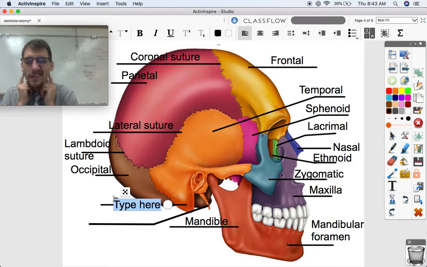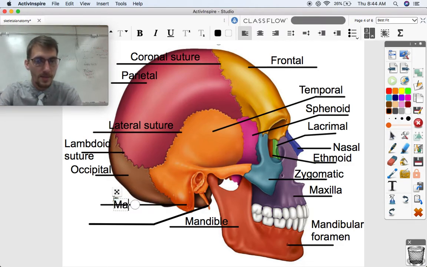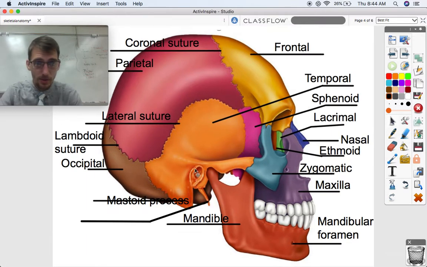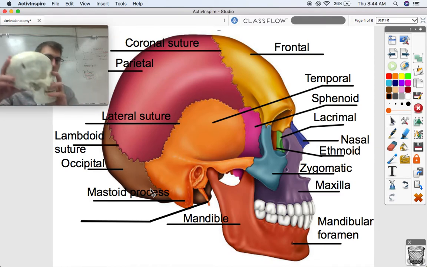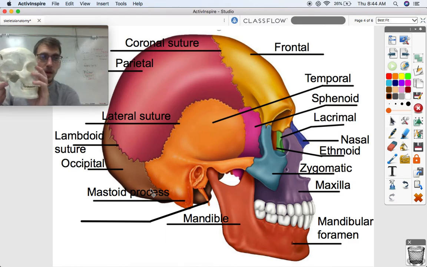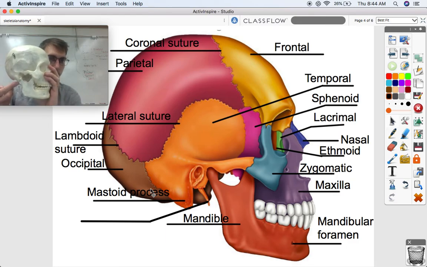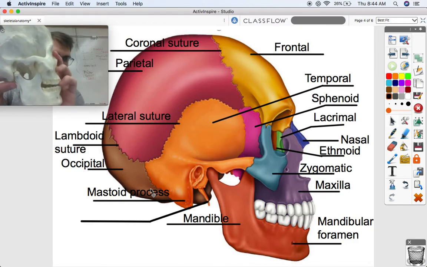But you can feel it behind your ears. There's like a knob if you feel it hard enough. It's called the mastoid process. Okay, so the mastoid process is this lump over here. Males have bigger ones than females do, so that's another way to identify sex when you're looking at a dead body or bones. Okay, right there, that is the mastoid process.